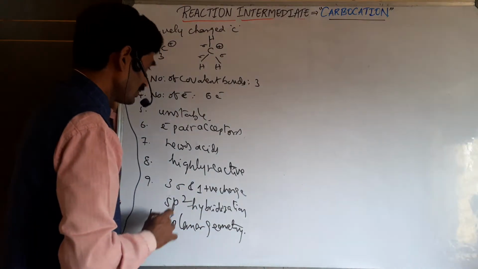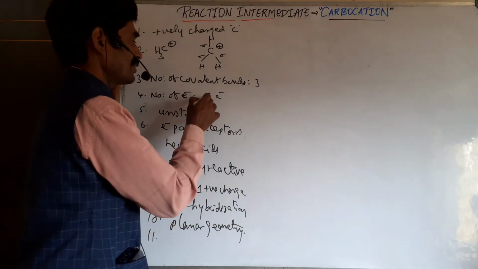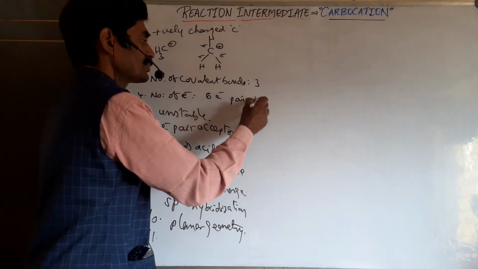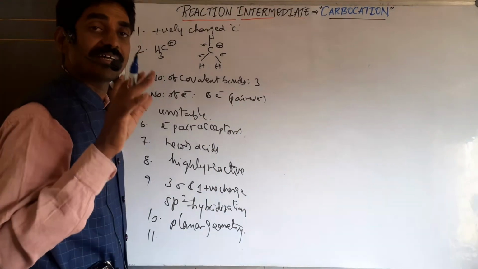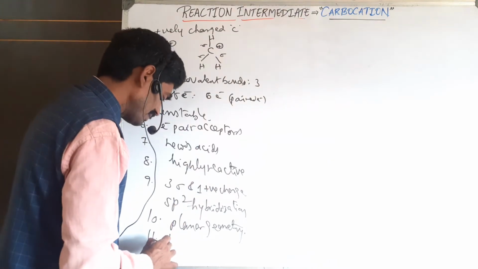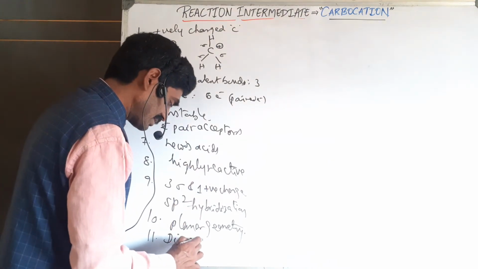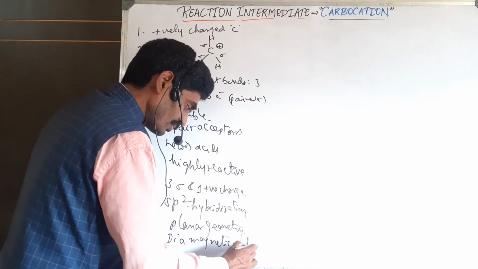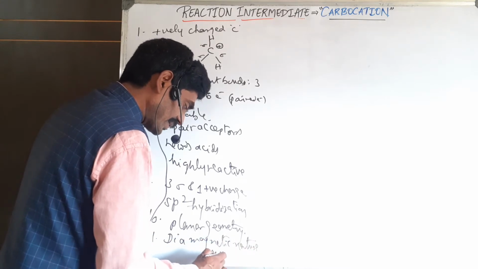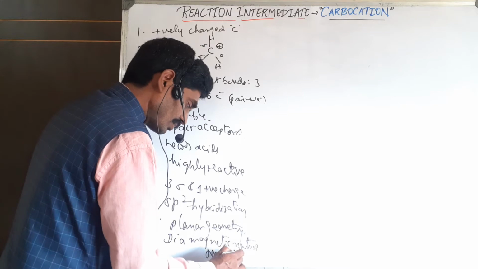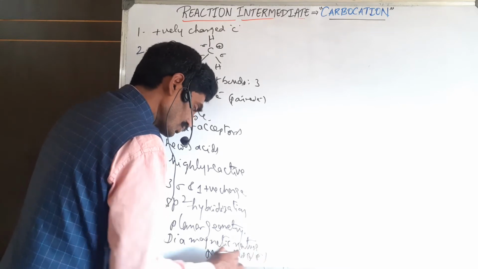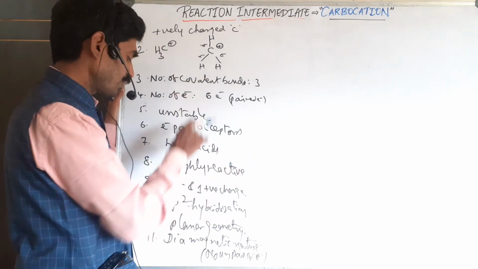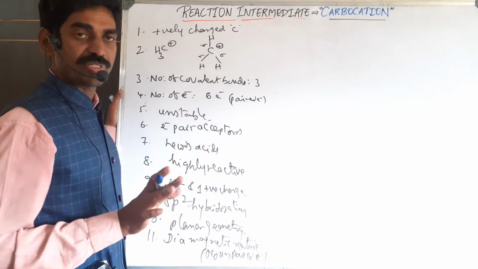And how many electrons do we have? 6 electrons are there, and all are paired electrons. There are no unpaired electrons, so carbocation is diamagnetic in nature. Each and every point is very important for objective examinations, my dear students.